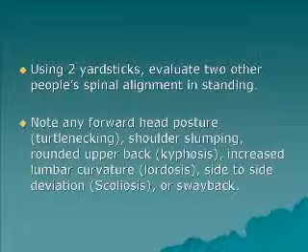Now, using 2 yardsticks, evaluate 2 other people's spinal alignment and standing. Note any forward head posture or turtlenecking, shoulder slumping, rounded upper back, kyphosis, increased lumbar curvature, lordosis, side-to-side deviation, scoliosis, or swayback.